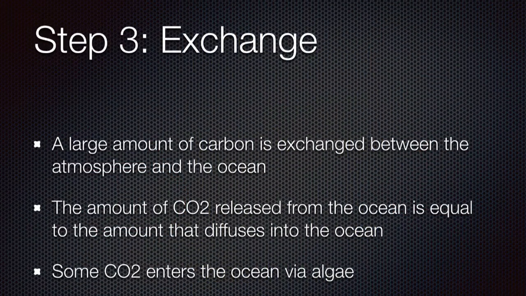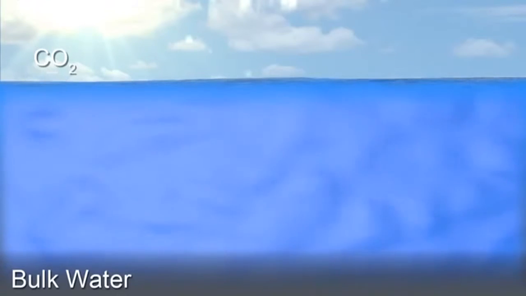A large amount of carbon is exchanged between the atmosphere and the ocean. The amount of CO2 released from the ocean is equal to the amount that diffuses into the ocean. Some CO2 enters the ocean via algae. So we know that the ocean can take up 25% of the man-made CO2 from the atmosphere, which is good because it slows down the greenhouse effect.